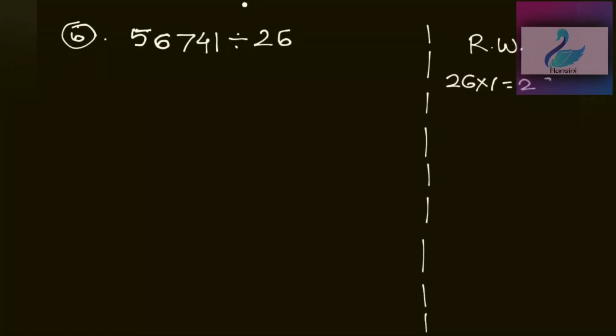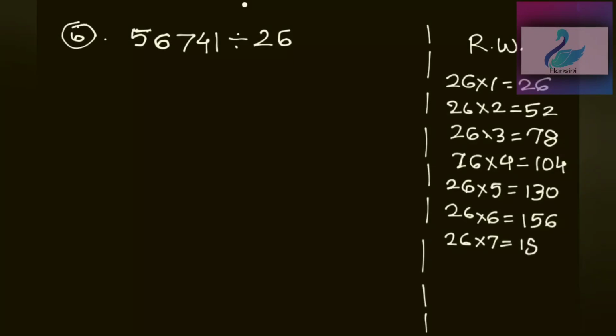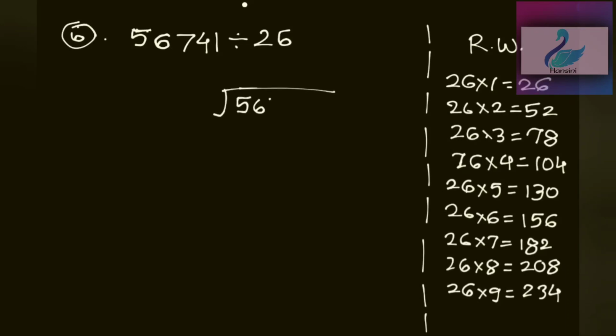26 ones are 26, 26 twos are 52, 26 threes are 78, 26 fours are 104, 26 fives are 130, 26 sixes are 156, 26 sevens are 182, 26 eights are 208, 26 nines are 234 and 26 tens is 260.